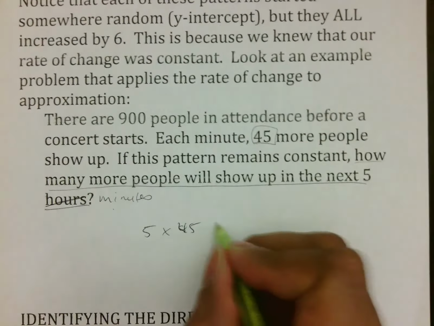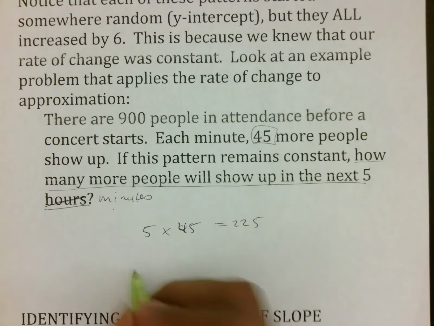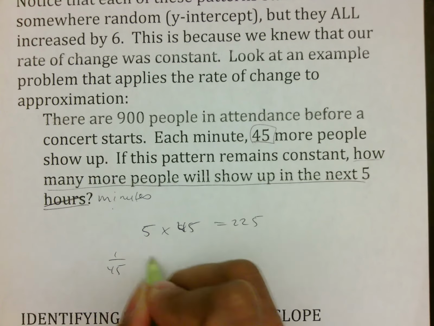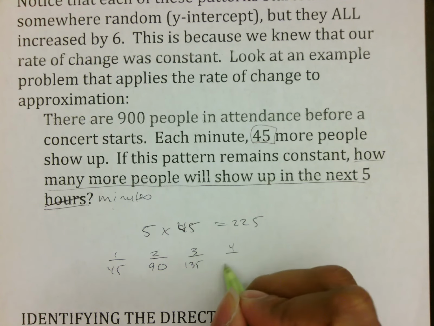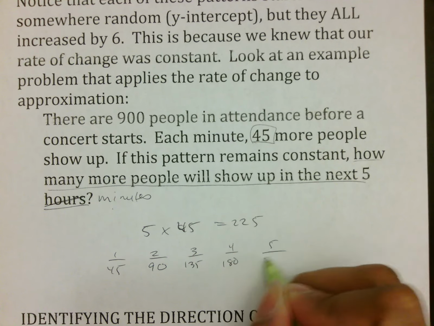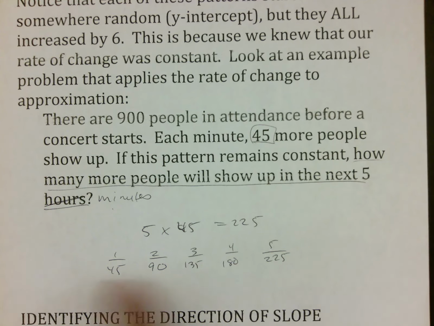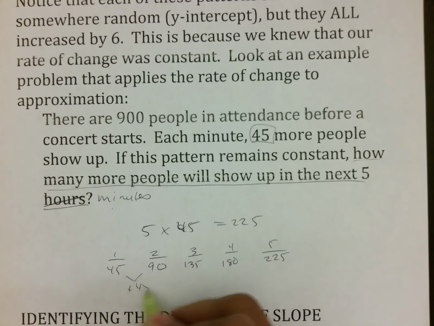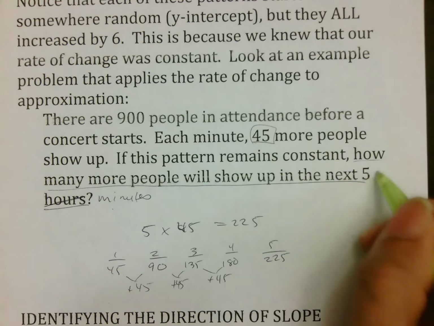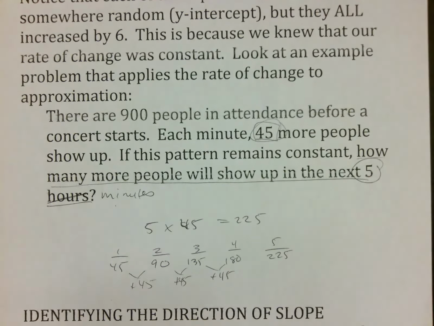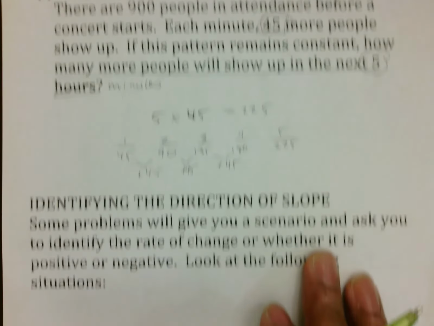which is 225. Again, what happens is after 1 minute, you have 45 people show up. After 2 minutes, there should be 90 people. After 3 minutes, there should be 135 people. After 4 minutes, there would be 180, I think. And then after 5, you have your 225. So again, that is your rate of change. It is adding 45, adding 45, adding 45. But instead of doing that, if you know it's 5 minutes and 45 people show up every minute, then you can just multiply those two numbers and go from there.